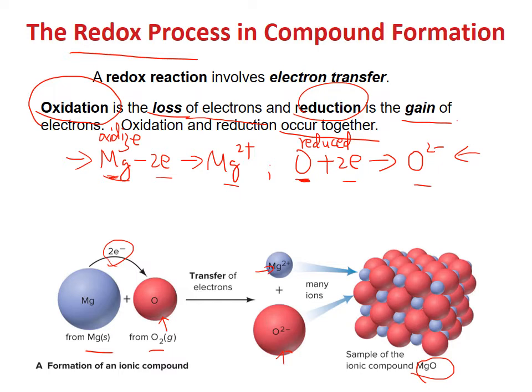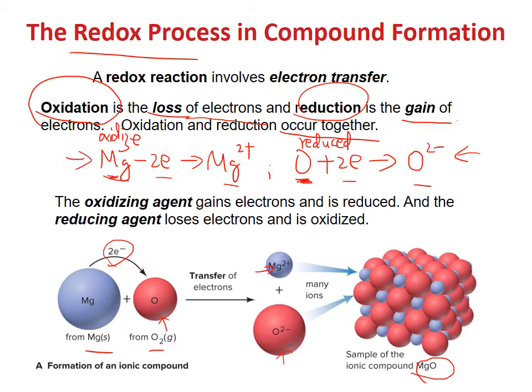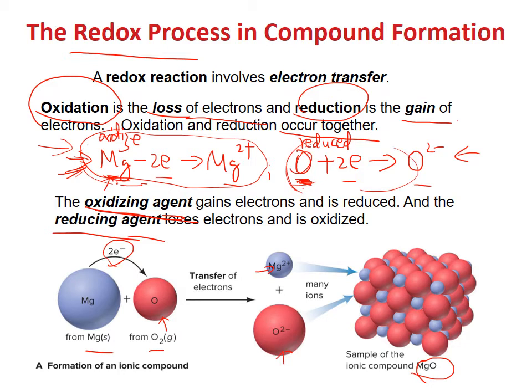And so in this sense, we can say oxygen is the oxidizing agent, to allow this oxidation reaction to occur, because magnesium is oxidized. So oxygen is the oxidizing agent. Without oxygen, this cannot happen. Similarly, oxygen is reduced, so magnesium is called a reducing agent. Because of the magnesium, the reduction reaction can occur. So magnesium here is a reducing agent.